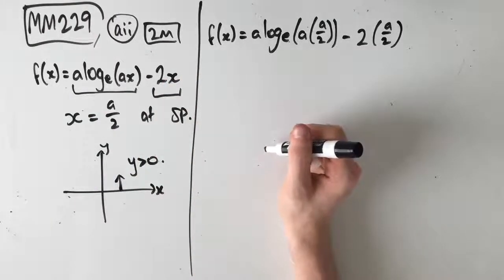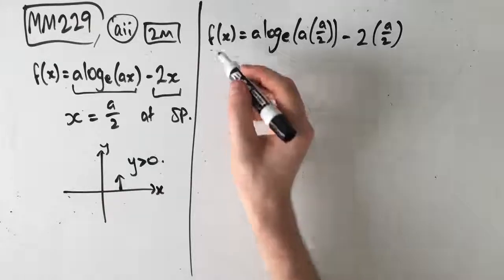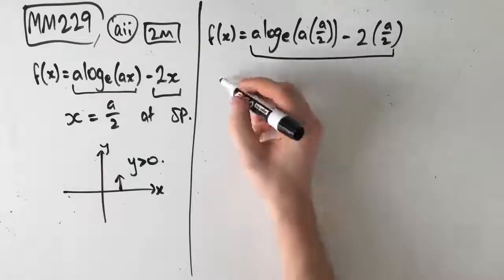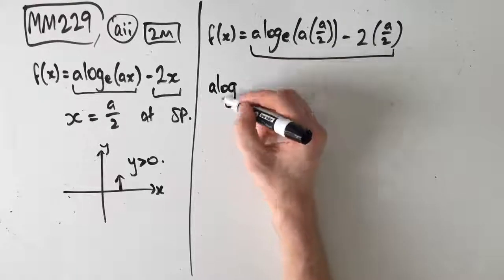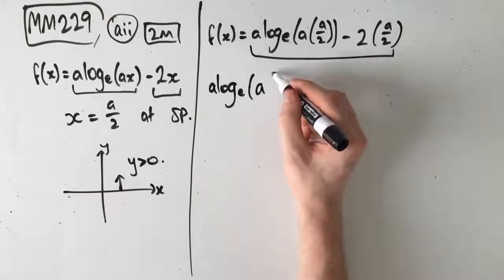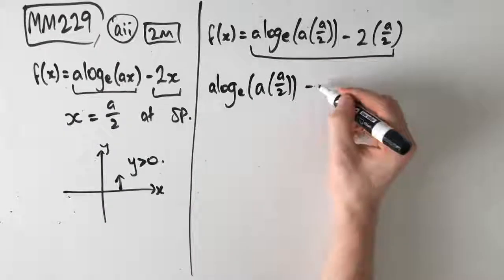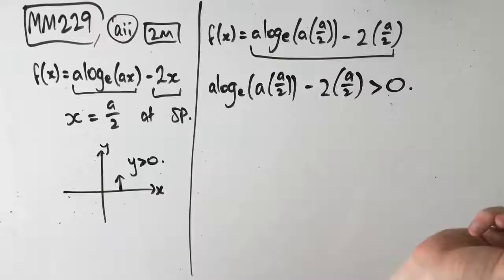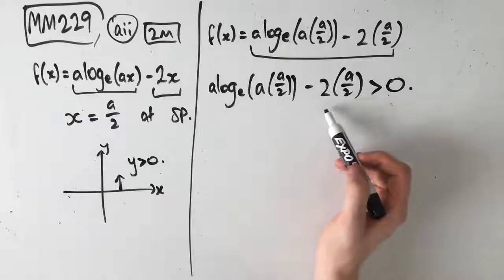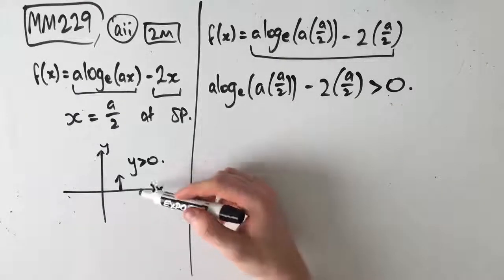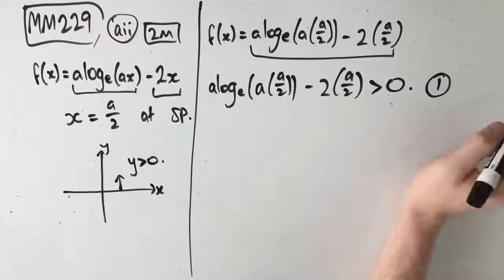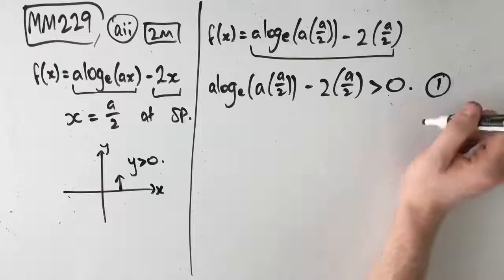If our y value is greater than 0, that means that f of x is greater than 0, right? Which means that this function is greater than 0. So a log e of a times a on 2, minus 2 times a on 2, is greater than 0, right? Because this is our f of x, or our y value. And if it's above the x-axis, again, our y value is greater than 0. Recognizing this is your first mark. So this is where the first mark comes in.